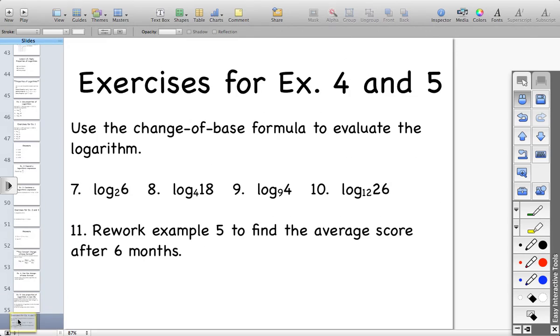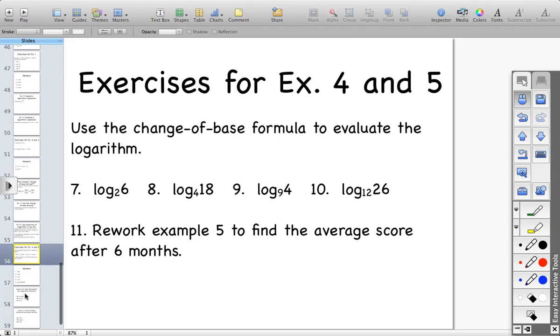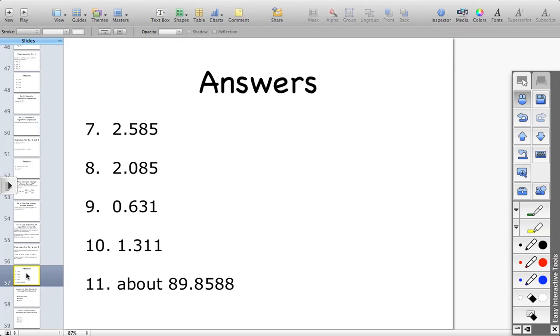Okay, take a look at your example. You're going to need to pause because I'm running out of time. So I'm going to have you pause this, solve these problems, and then go ahead and take a look at the answers. So press play when you're ready. Boom, here are your answers.